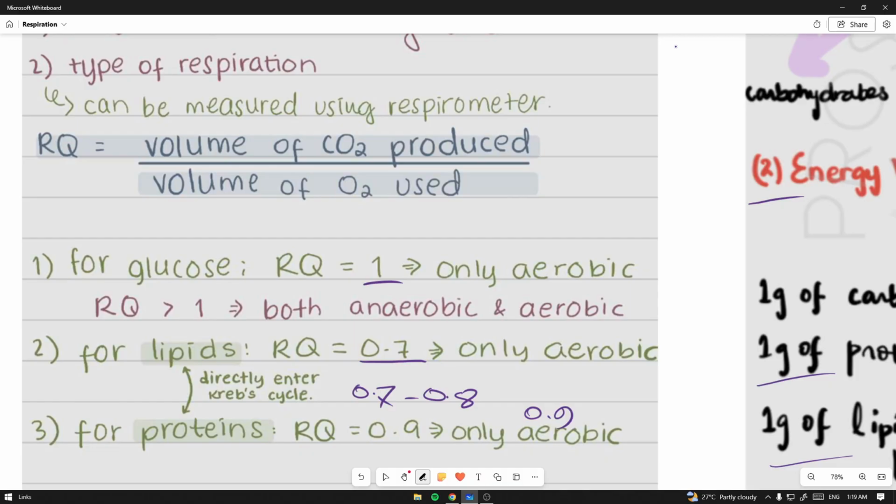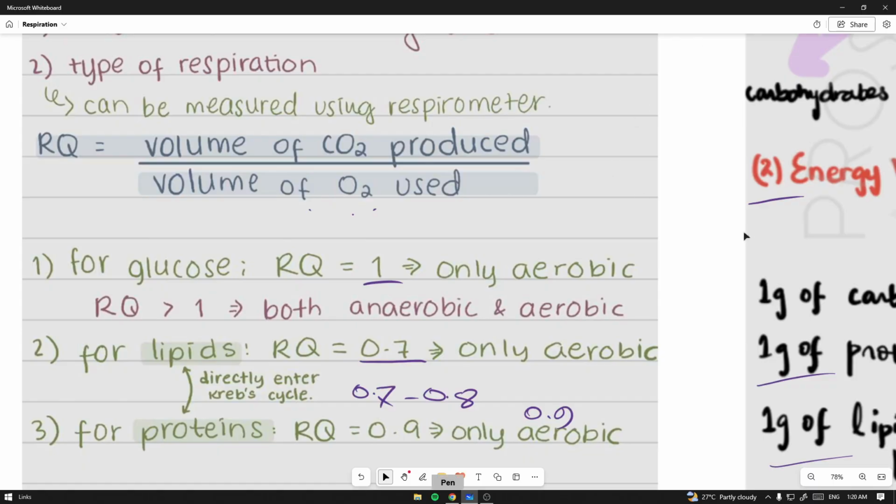Now, I want you guys to know something: when anaerobic respiration takes place, the RQ is going to be greater than 1. Why? Because there's going to be no oxygen used. So when something gets divided by 0, it's basically infinite. So RQ greater than 1 is going to indicate anaerobic respiration. All right.